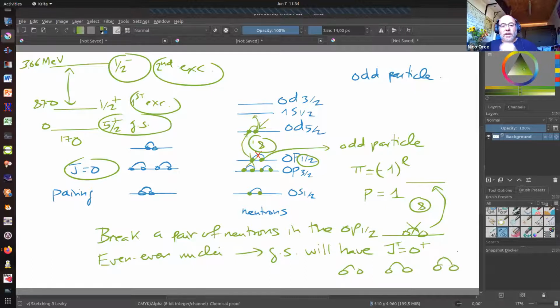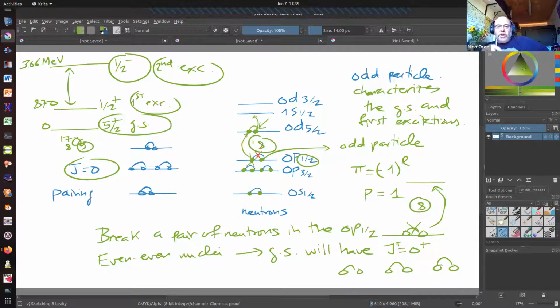However, in this particular case, we had an odd particle here. The 9th neutron was here because we have 8 protons and 9 neutrons. So the odd neutron is the one which is going to contribute to all these excitations. As you can see, the odd particle characterizes the ground state and first excitations of nuclei. This is a very simple picture.